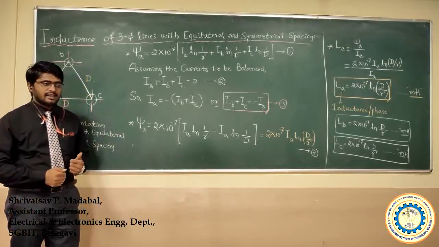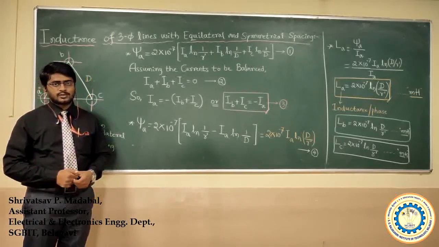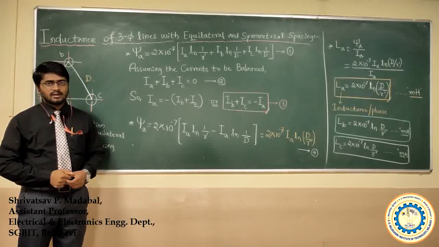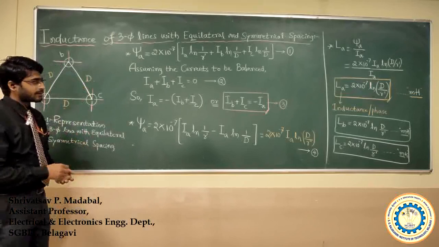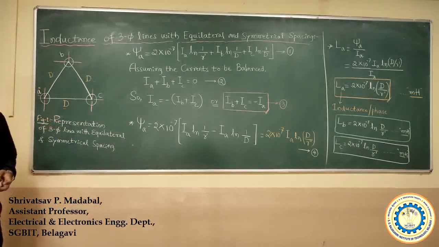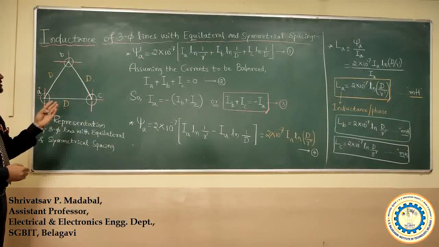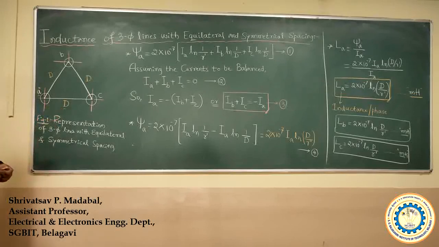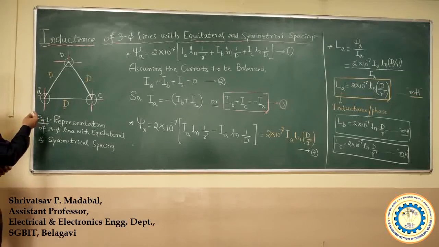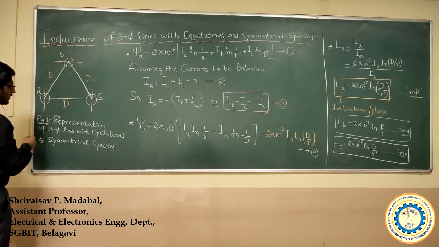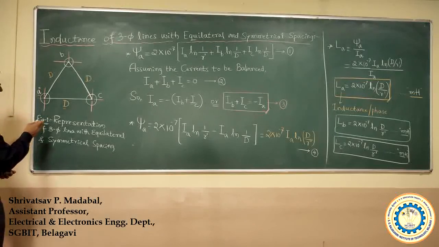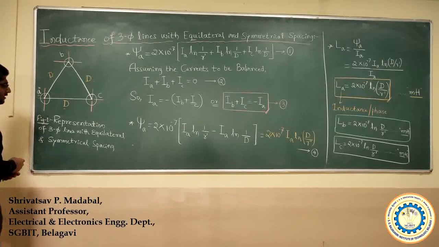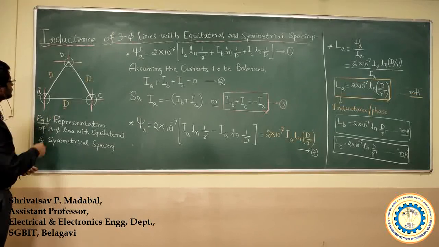The subject that we are dealing here is transmission and distribution. The subject code is 18EE43 for 4th semester students as per the VTU syllabus. So the concept that I have chosen today is inductance of three-phase lines with equilateral and symmetrical spacing. Let us represent the three-phase lines using the figure shown in figure 1. It is representing the three-phase line with equilateral and symmetrical spacing.